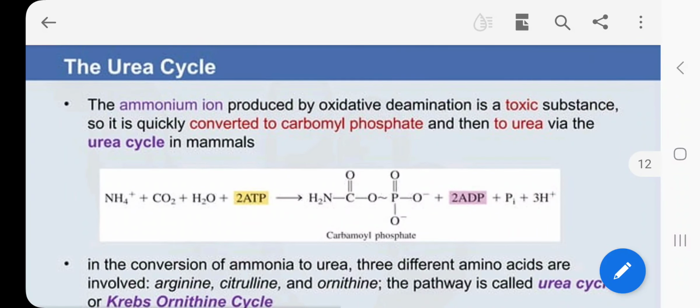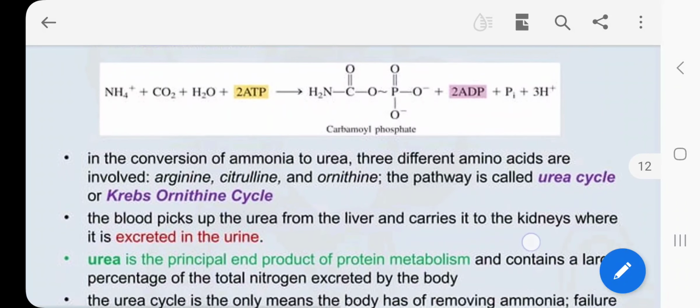Okay, now we have the urea cycle. You can check the video uploaded for the urea cycle as your supplementary video material. Okay, so what happens here? The ammonium ion produced by oxidative deamination is a toxic substance. So it is quickly converted to carbamoyl phosphate and then to urea via the urea cycle in mammals. Along this, you can see that the equation needs 2 ATP. Dalawang ATP, so ATP is a form of energy, right? And in the product, we have carbamoyl phosphate. Plus, of course, meron pa rin tayong mafo-form na ADP.